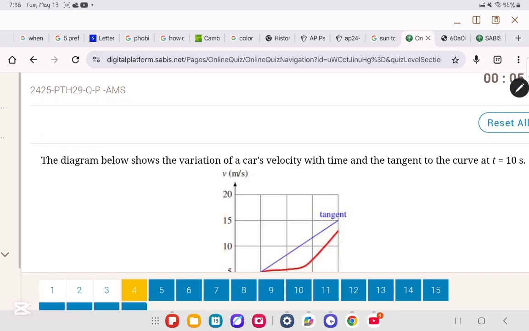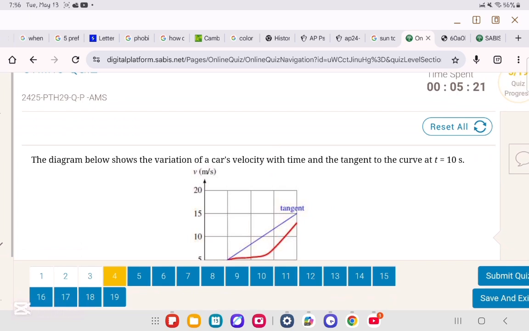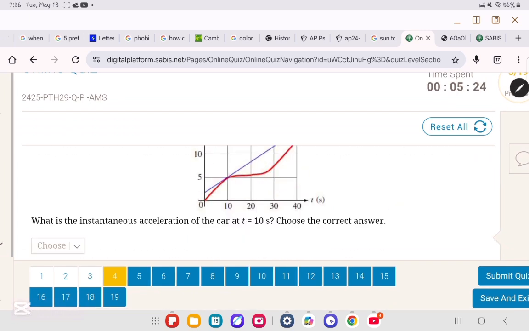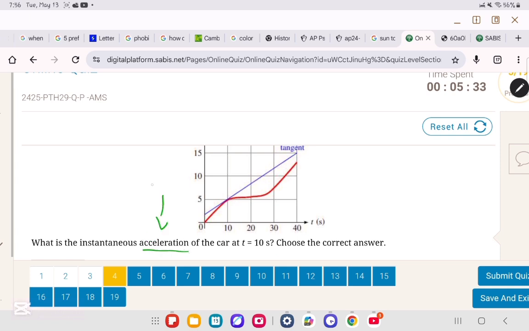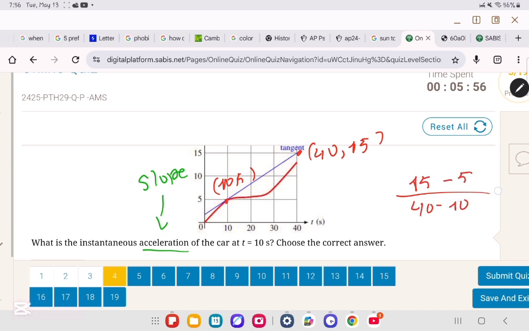We move on to question number 4. The diagram below shows the variation of a car's velocity with time and the tangent to the curve at time t equals 10 seconds. What's the instantaneous acceleration of the car at time t equals 10 seconds? As we said, to find the instantaneous acceleration of anything, you need to find the slope of the tangent. So let us find the slope of the tangent together. Just take 2 points. For example, choose the point 40, 15 and the point over here, which is 10, 5. And then to find the slope, you're going to do y minus y over x minus x. So 15 minus 5 over 40 minus 10. This is going to give you 1 over 3, which is 0.33 meters per second squared.